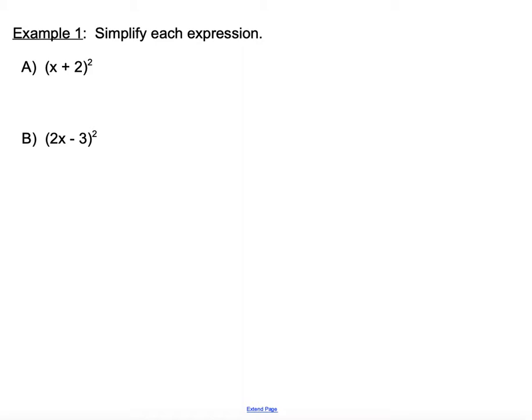So let's go ahead and start multiplying two binomials. Well, you see this x plus 2 squared here. That square there does not mean x squared plus 4. You don't just distribute the 2 through. It means x plus 2 times x plus 2.